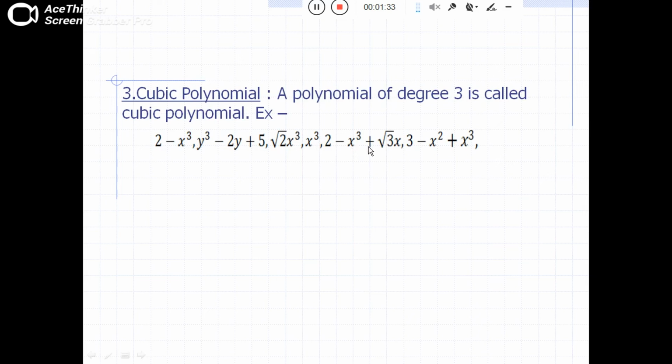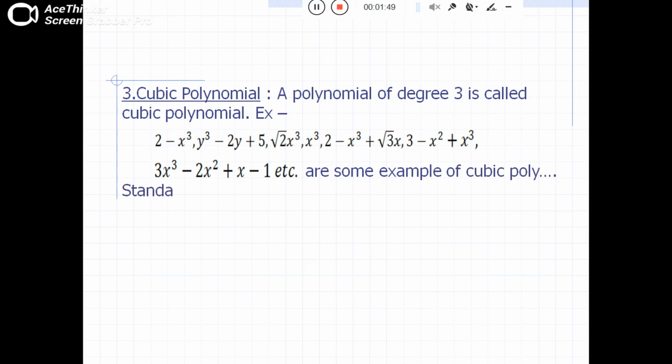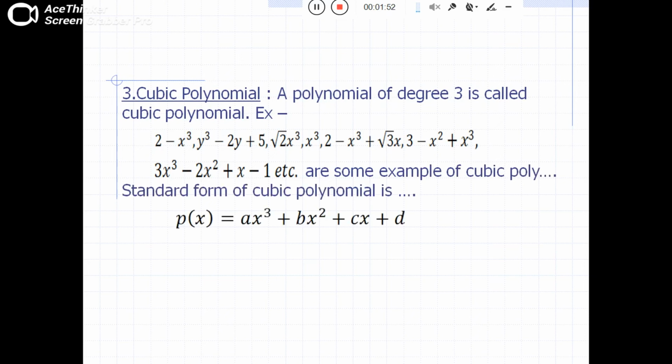2 minus x cube plus root 3x, 3 minus x square plus x cube. These all are examples. 3x cube minus 2x square plus x minus 1 is an example of a cubic polynomial. And the standard form of a cubic polynomial is p of x equals ax cube plus bx square plus cx plus d, where a should not be 0. a is the coefficient of x cube, b is the coefficient of x square, c is the coefficient of x, and d is called the constant term in this.